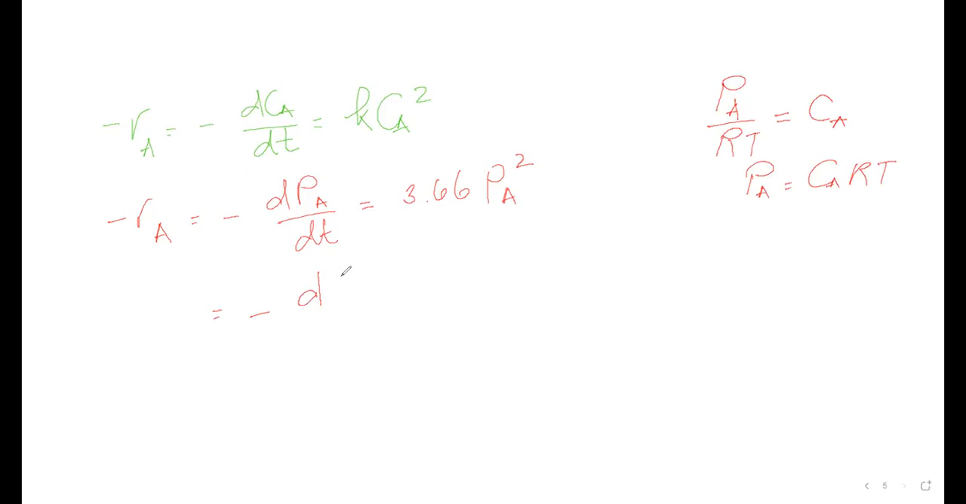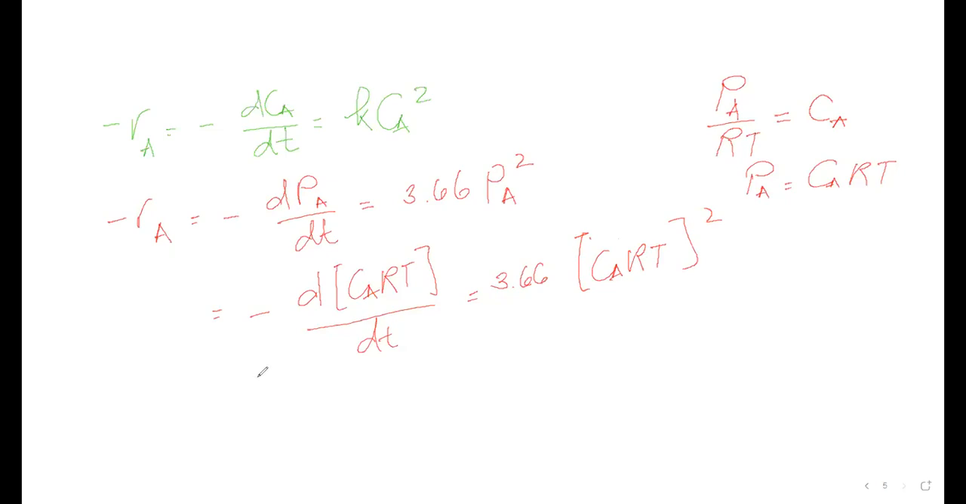So I'm now your secretary. d of C sub A RT over dt, and I have here 3.66. Never mind the units of that. Then what do I do, Eugene? C sub A RT squared also. Just substitute it. C sub A RT quantity squared. Then proceed. What's the next step?